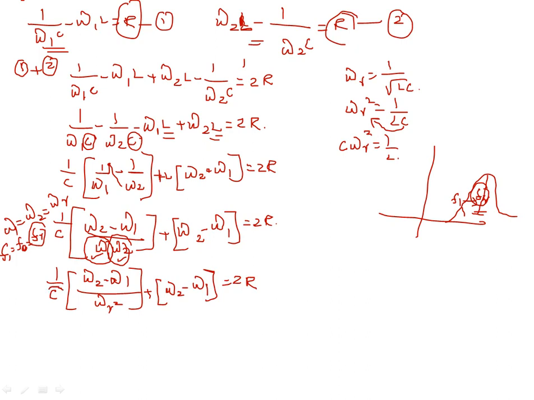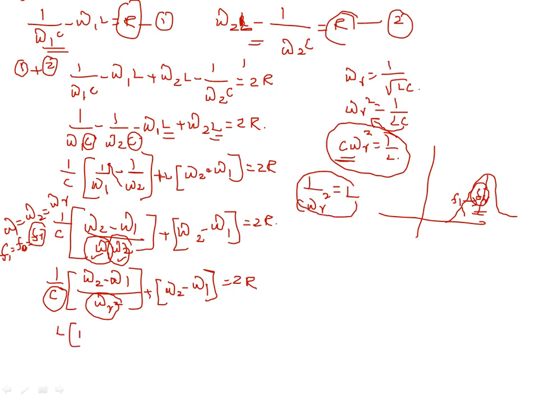So 1 by C omega R square. From the resonant frequency, 1 by C omega R square, take the reciprocal, which is equal to L. C omega R square is equal to 1 by L. What do you mean by 1 by C omega R square, which is equal to L? So you have to simply substitute L.